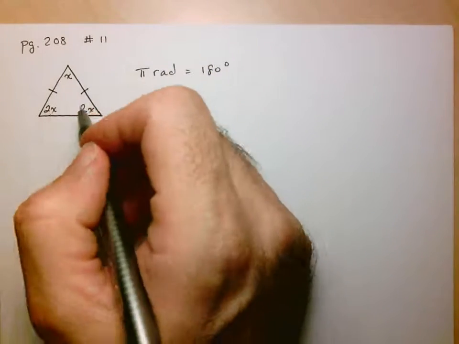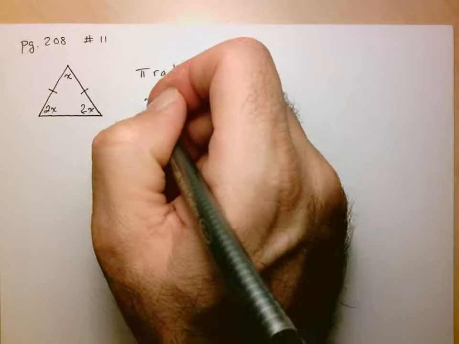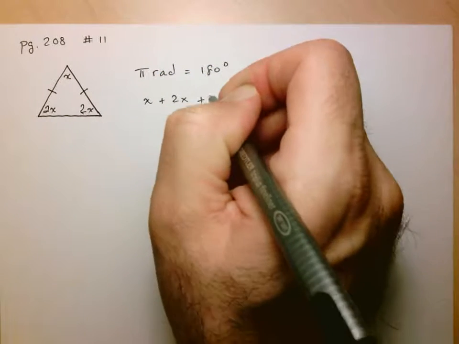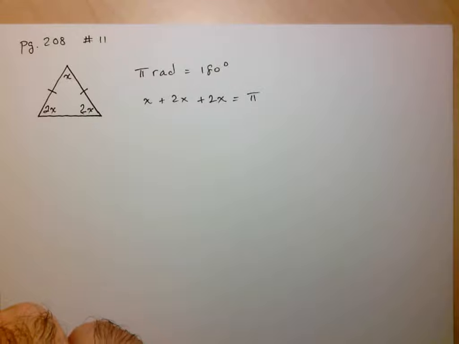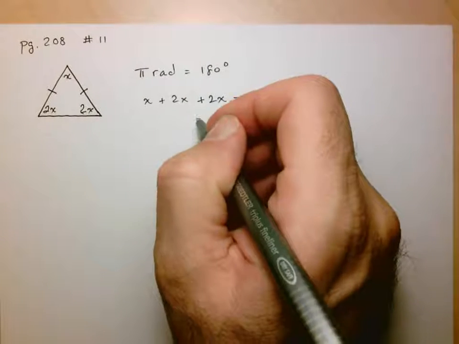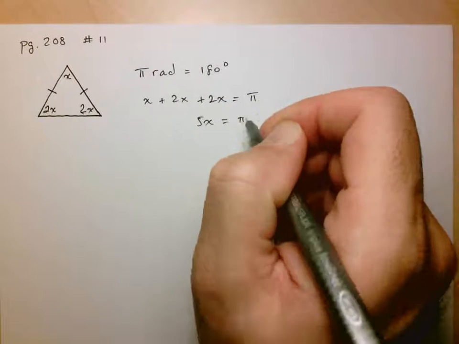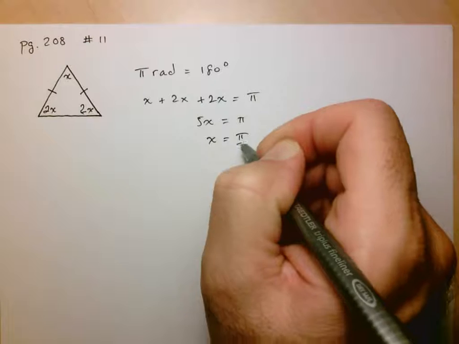So instead of these adding up to 180, I'm going to say that x plus 2x plus 2x, the sum of the 3 angles, is equal to pi radians. And now from here I just solve the problem. So here we got 5x equals pi, so x is equal to pi over 5.